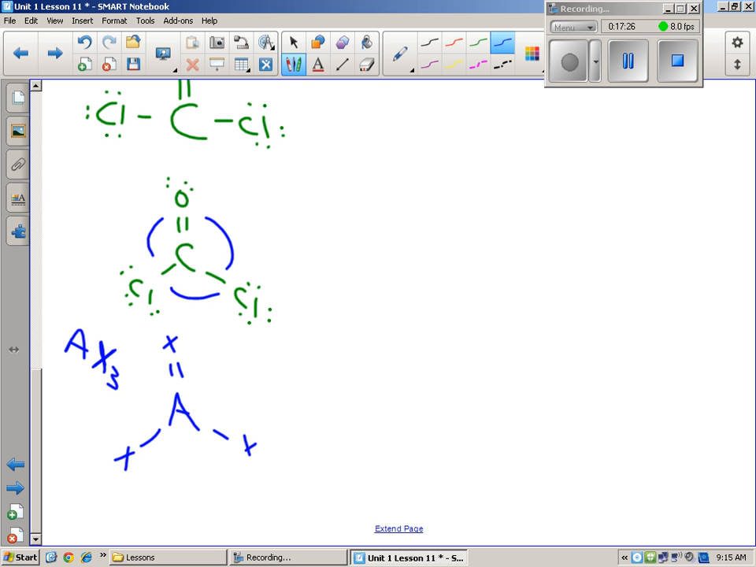Now, if everything was nicely distributed and even, we would probably say it's 120, 120, and 120. But does this look like it should be symmetrical and nicely spread out evenly? What do you think? Keeping in mind that pairs of electrons repel each other. Do you have more pairs of electrons up here? How many electrons do you have up here altogether, being shared there? Not a trick question. How many? Somebody, say it.